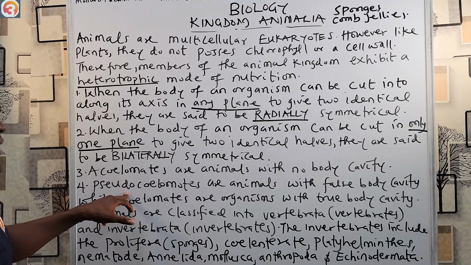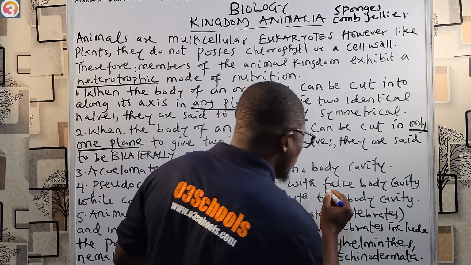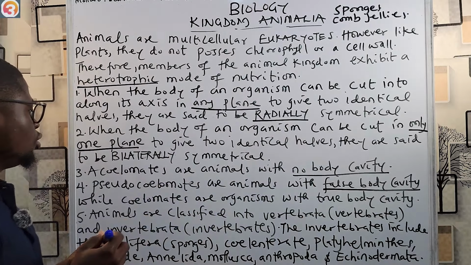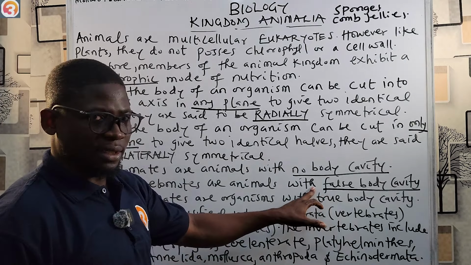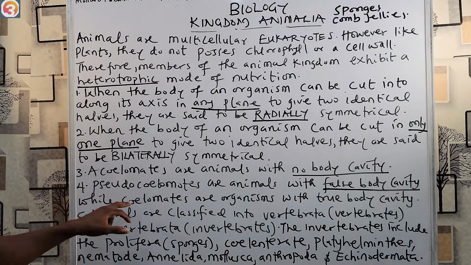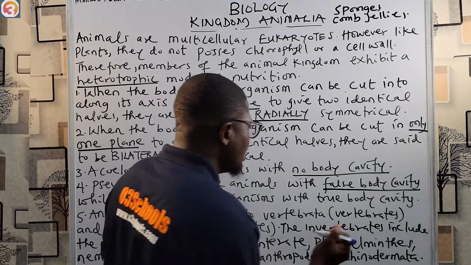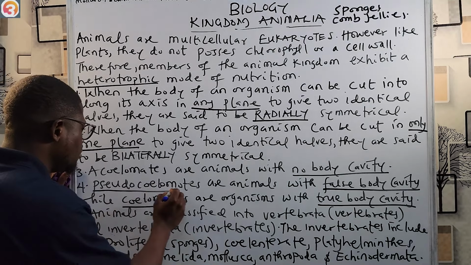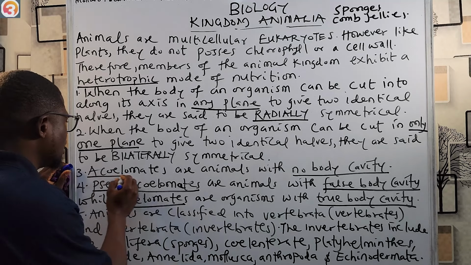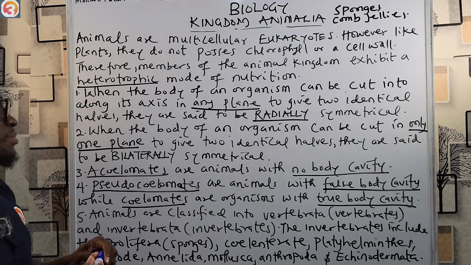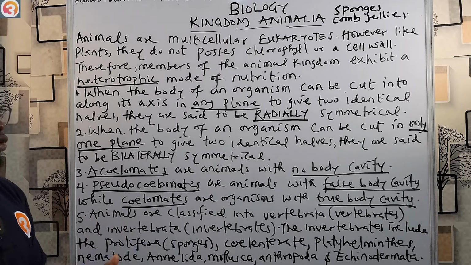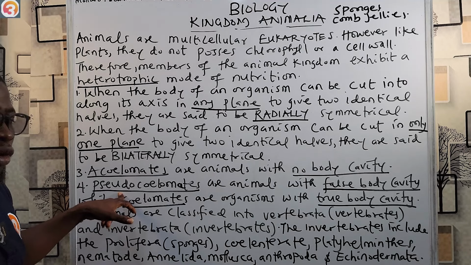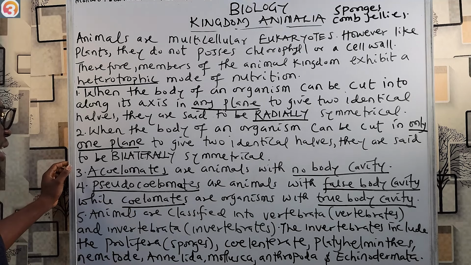Pseudocoelomates are animals with a false body cavity. Coelomates are organisms with a true body cavity, so you must take note of that. Acoelomates are animals with no body cavity. Pseudocoelomates are animals with a false body cavity. An example of a pseudocoelomate is a roundworm. Roundworms are pseudocoelomates. They have a false body cavity.